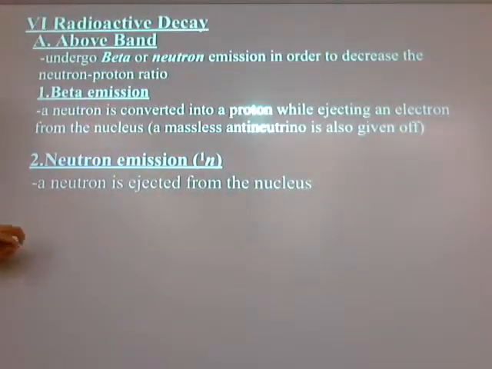Now, what about guys who are below the band? Guys who are below the band have too many protons and not enough neutrons. So they're going to want to do the exact opposite.